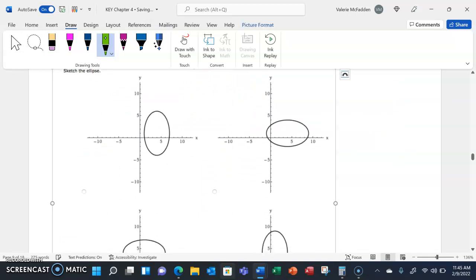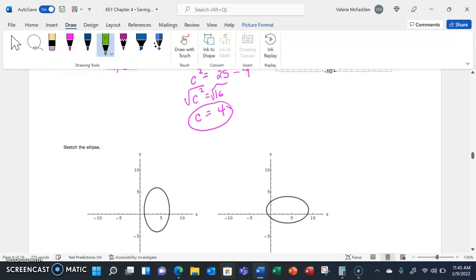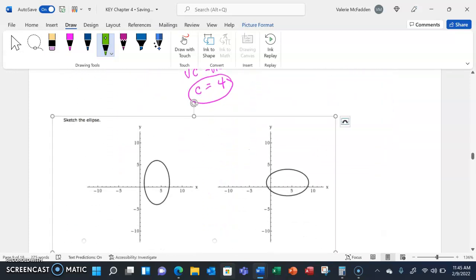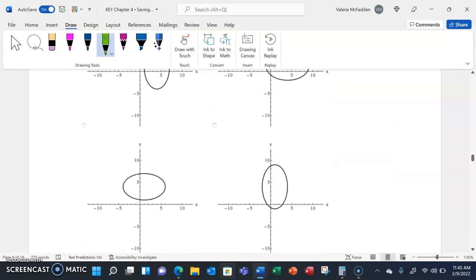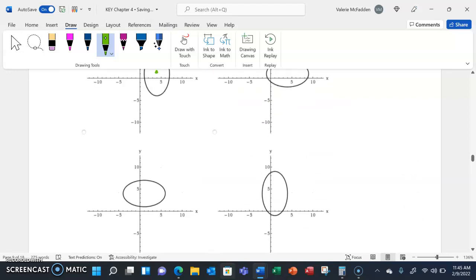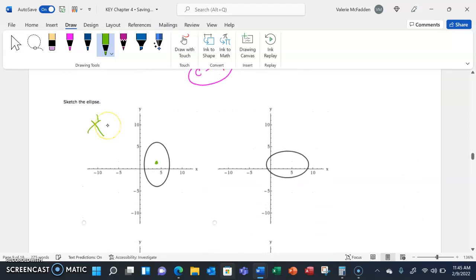Okay, and now we have to find it. We've already graphed it on our graph paper up here, and our center was (4, 1). Looks like this one right here, (4, 1). Yeah, this one's the only other one that's a vertical ellipse, so it's got to be this first one.